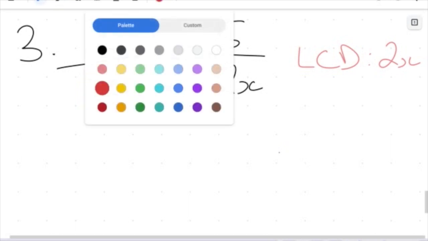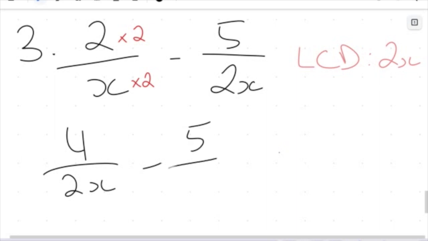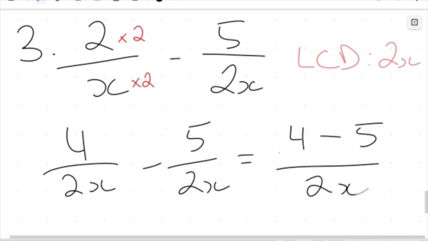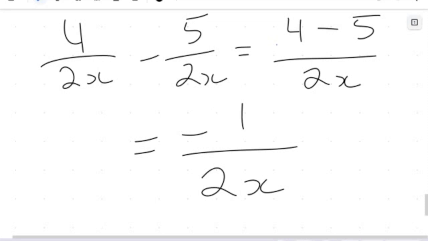Well, all we have to do is multiply that x by 2, because 2 lots of x gives me 2x. And I'm going to do the same to the numerator here, because we want equivalent fractions. So I get 4 over 2x minus 5 over 2x. Now I can write these over the same denominator. So 4 minus 5 over 2x, and I get left with just negative 1 over 2x. That is my final simplified answer.